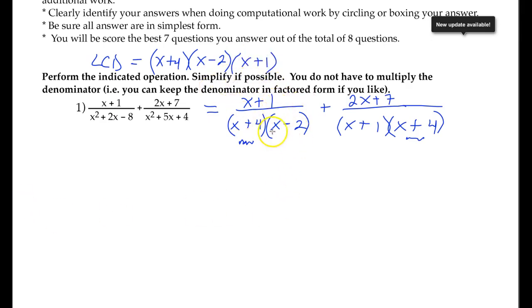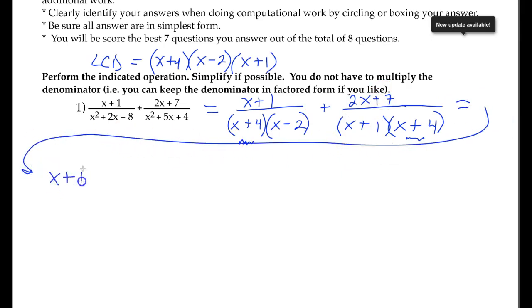Because in order to make this work, this one has the x plus 4, the x minus 2, but it doesn't have an x plus 1. And this one has the x plus 4 and the x plus 1, but it doesn't have the x minus 2. So here when we rewrite this, we're going to rewrite it as x plus 1, and we're going to multiply the numerator by what this denominator is missing, which is the x plus 1. And all that over x plus 4, x minus 2, and x plus 1.